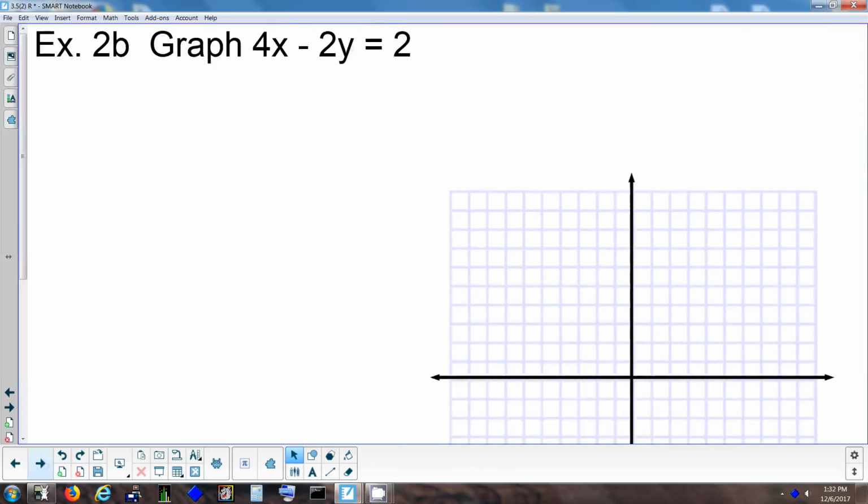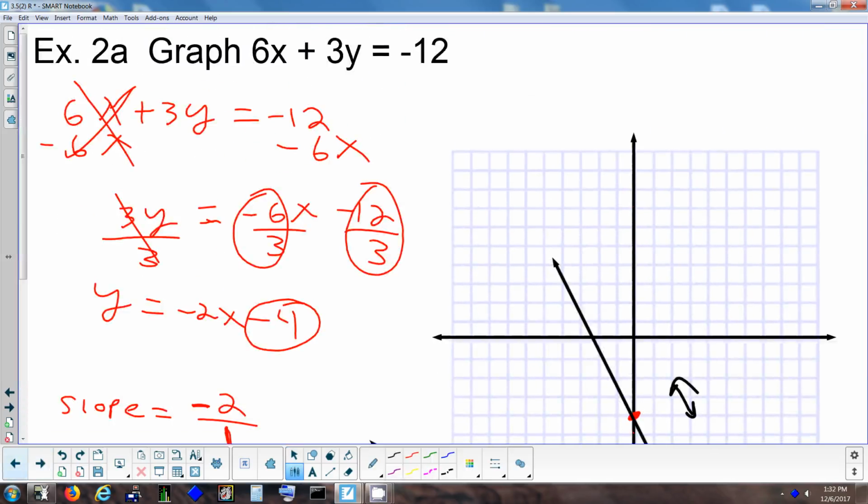You guys, I just want to go back and show you how we got this to become negative 2. Because you divide. Exactly. Like Josiah said, negative 6 divided by 3, I get negative 2. Same thing here, I'm dividing. Negative 12 divided by 3 is negative 4. I just reduced them. We always want to try to reduce if we can when we do slope intercept.